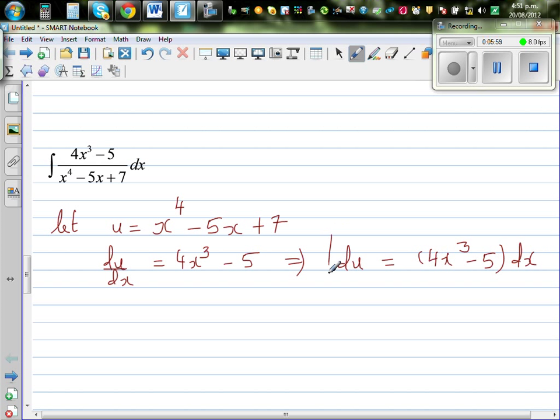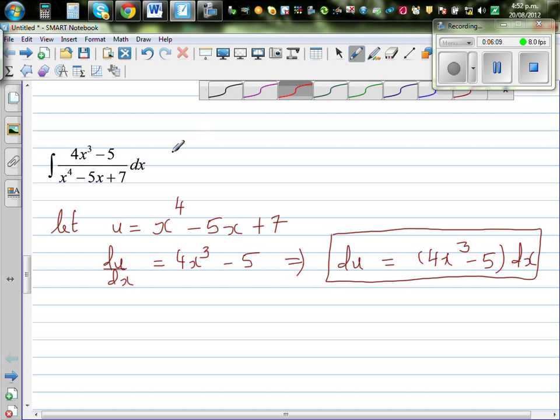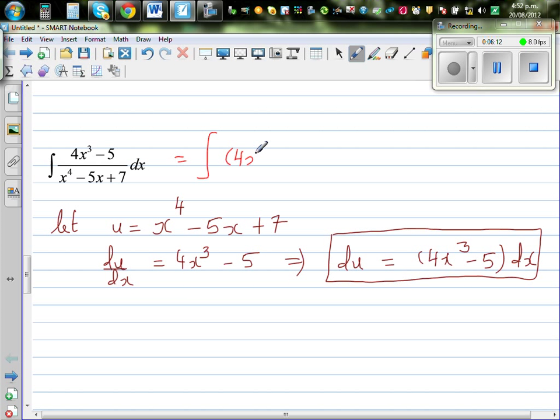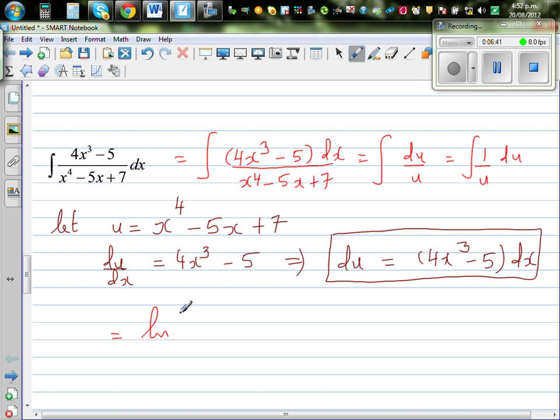Now this is a technique we need to learn, or you will learn by practice. I'm going to rewrite this same thing as integration of 4x cubed minus 5 times dx over x to the power 4 minus 5x plus 7. So this whole top thing can be replaced by du. So this is nothing but integration of du over u, which is integration of 1 over u du. That is equal to natural log of u plus c. And now to put back, what is u? So that is natural log of x to the power of 4 minus 5x plus 7 plus c. And this is your final answer.